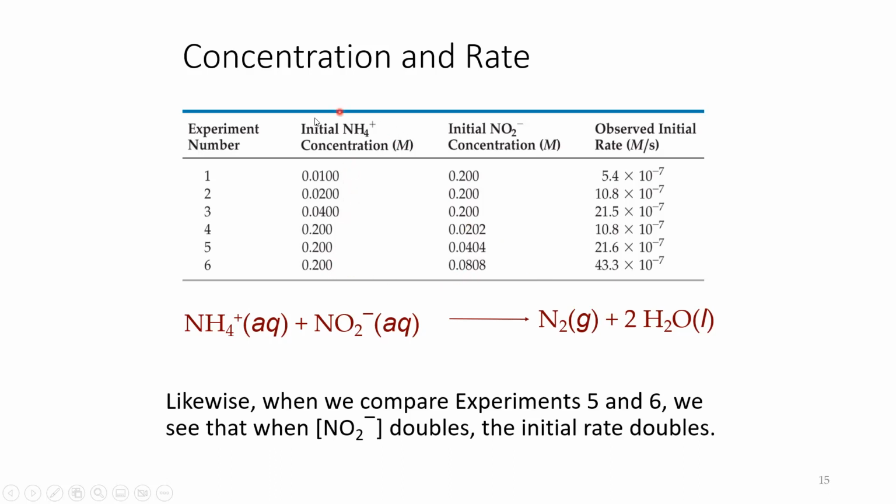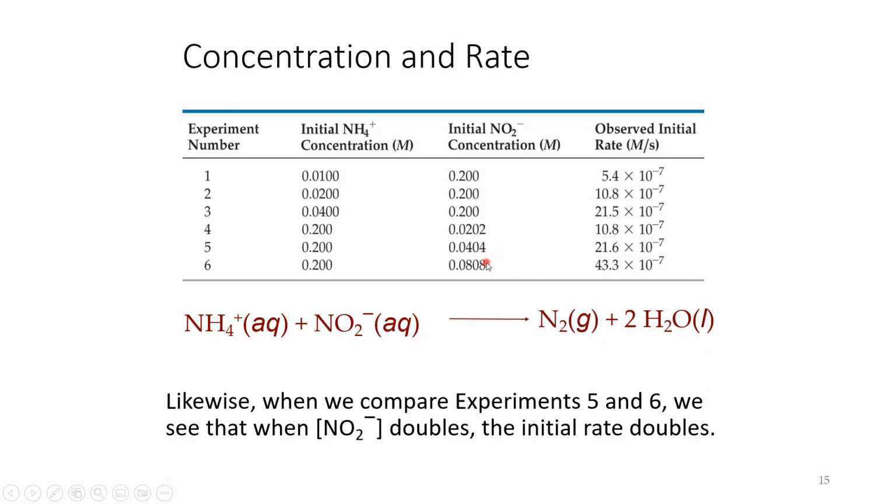So when we were looking at ammonium, we picked trial 1 and 2 that each had the same nitrite concentration. So really our only variable was that ammonium concentration. And if we do the same thing with nitrite, we can look at trials 5 and 6. So they have the same ammonium concentration. So now our variable that's going to affect the rate is just going to be that nitrite concentration.